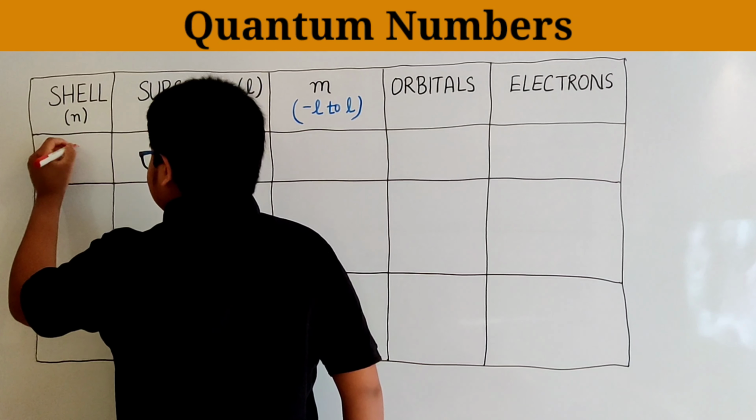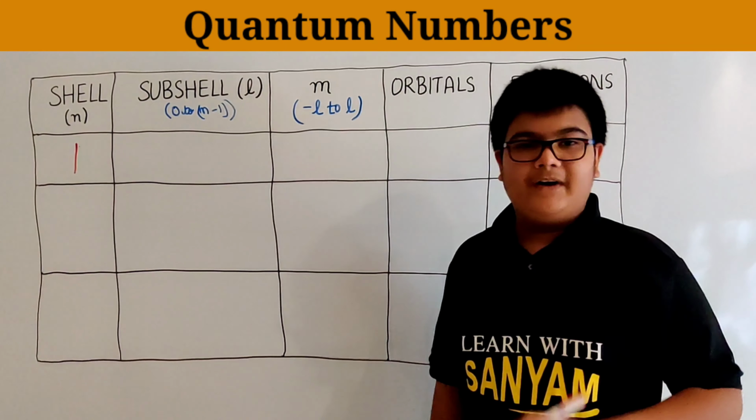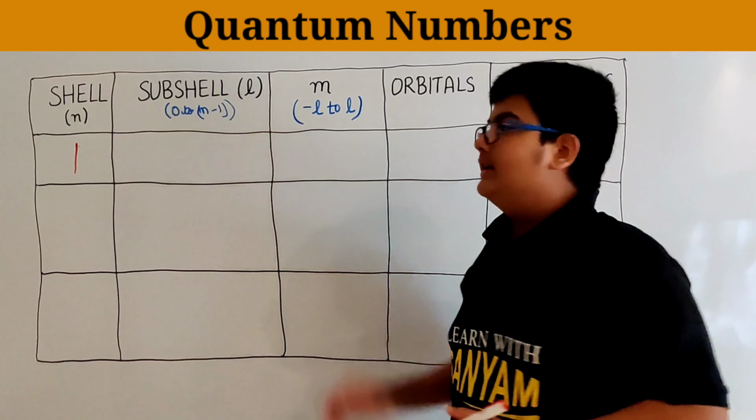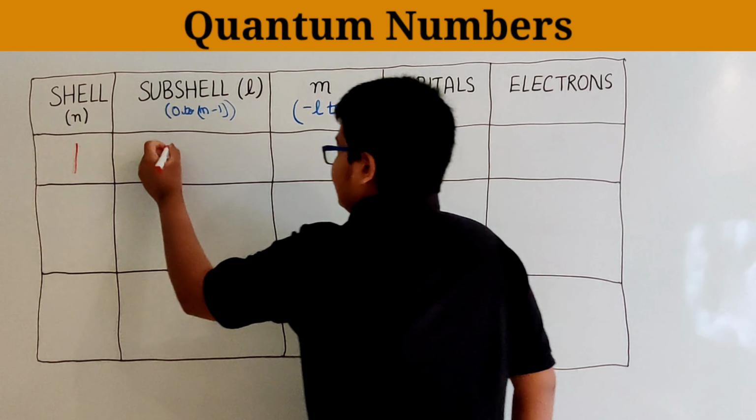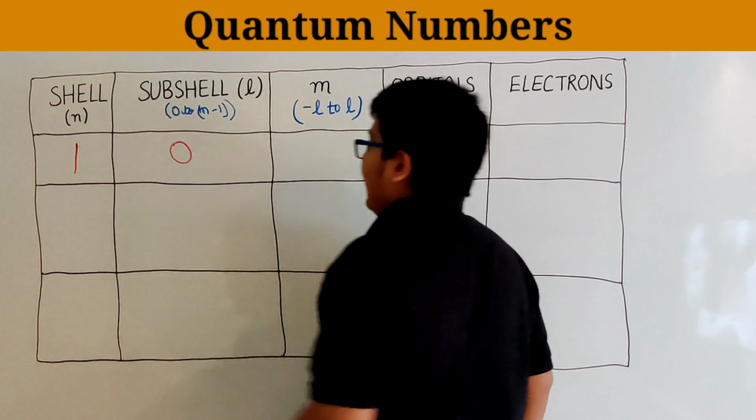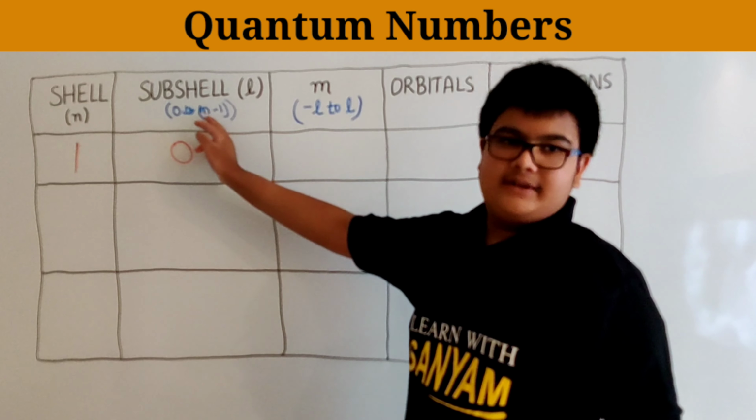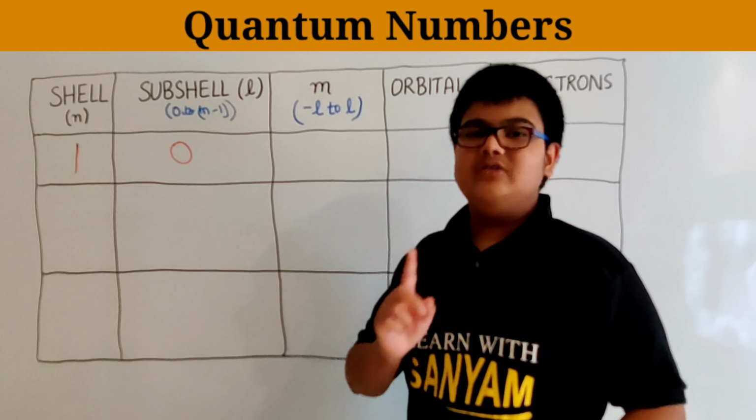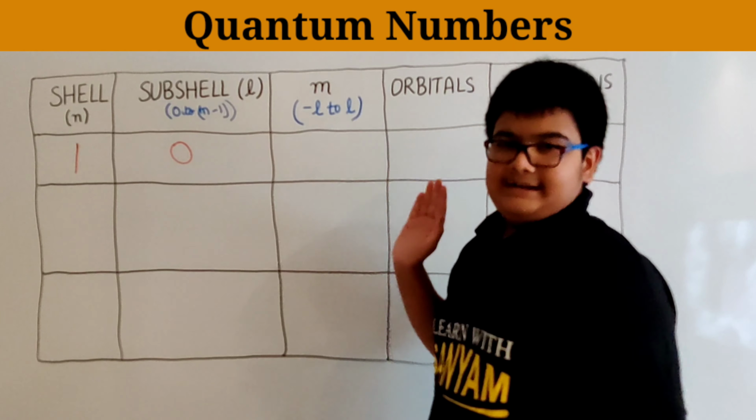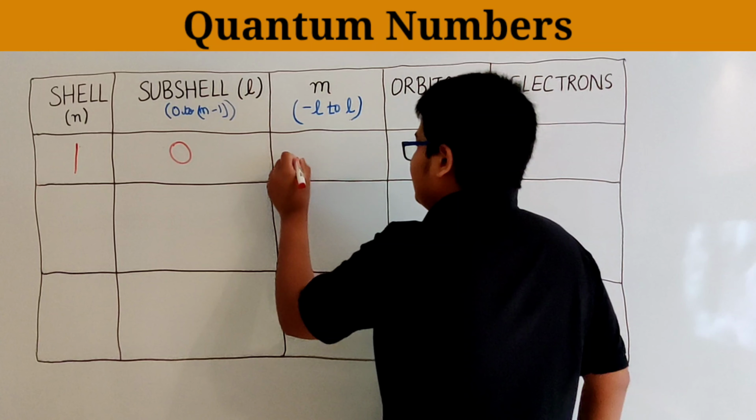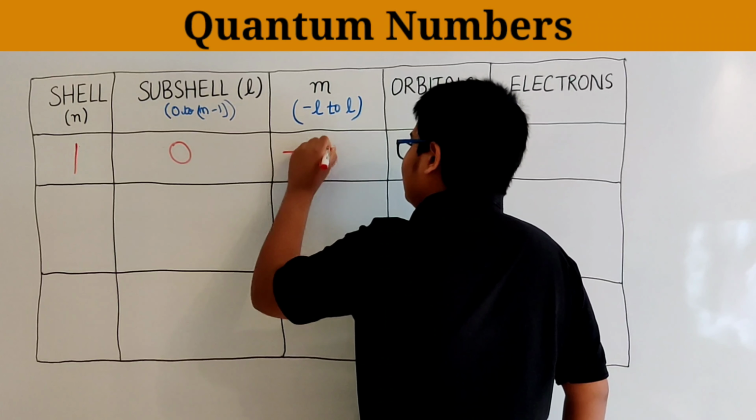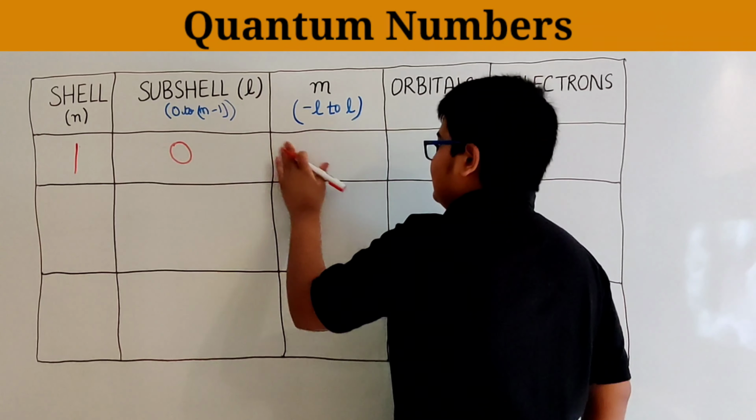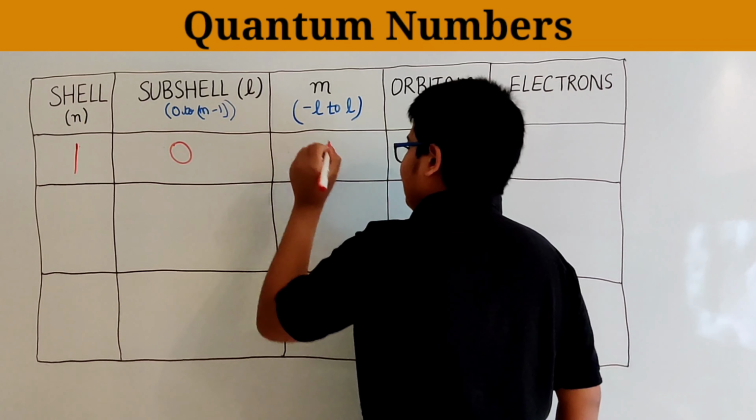So first let's discuss the first shell, that is n is equal to 1. If n is equal to 1, then what will be the value of l? The value of l will be 0, as l goes from 0 to n minus 1, and 1 minus 1 is nothing but 0. So therefore the value of l will be just one value, that is 0. Now value of m will be minus l to l, that is minus 0 to 0. So again it is 0.